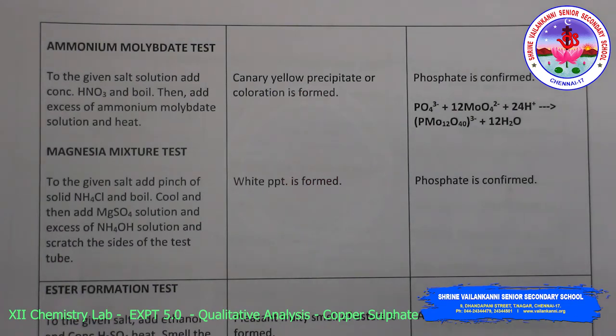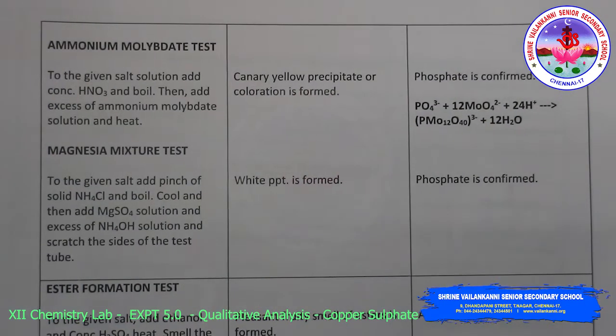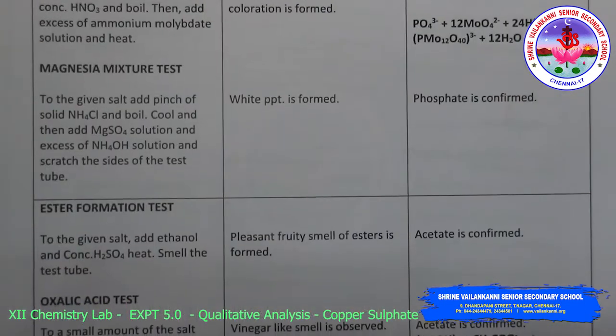Then the magnesia mixture test. To the salt solution, or a pinch of salt, add solid ammonium chloride and boil. Cool, then add magnesium sulphate solution and excess of ammonium hydroxide solution and scratch the sides of the test tube. A white precipitate is formed, which means phosphate is confirmed.